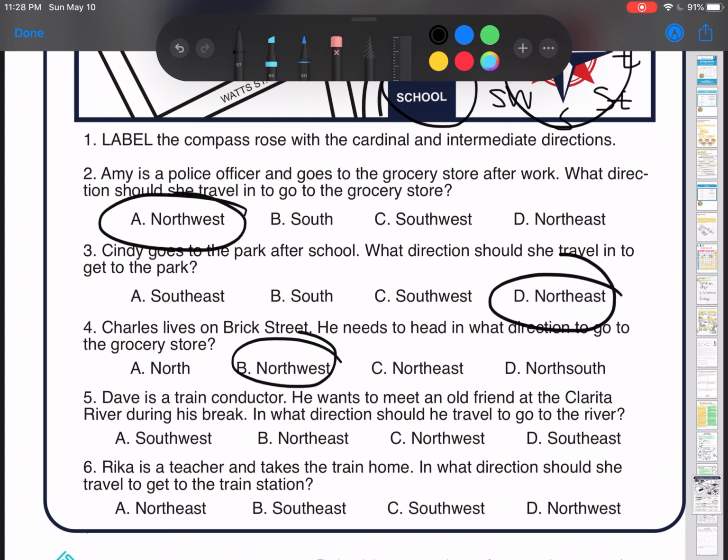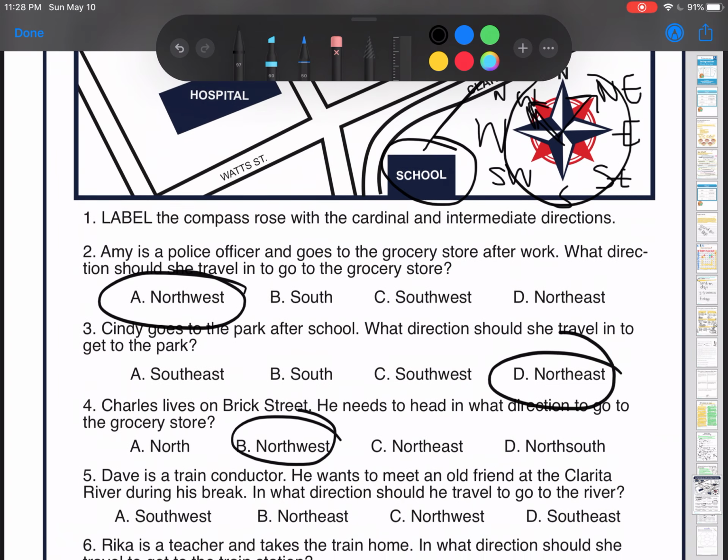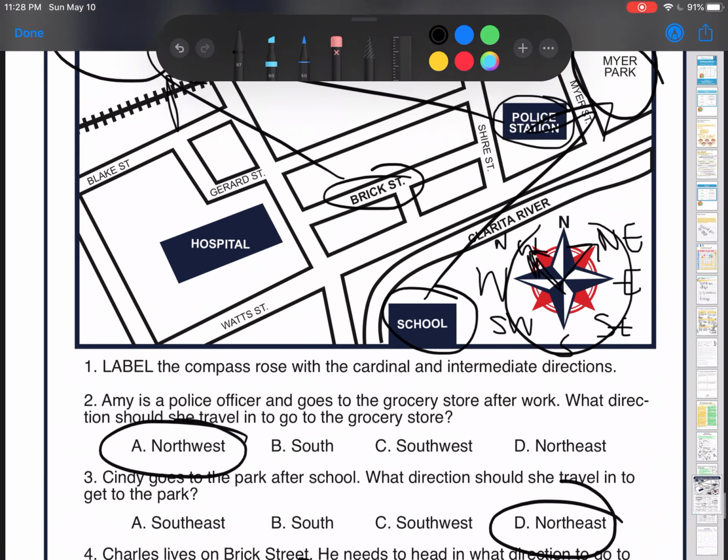Dave is a train conductor. He wants to meet an old friend at the Clarida River during his break. In what direction should you travel on the river? So here's the train station, and he wants to go to Clarida.